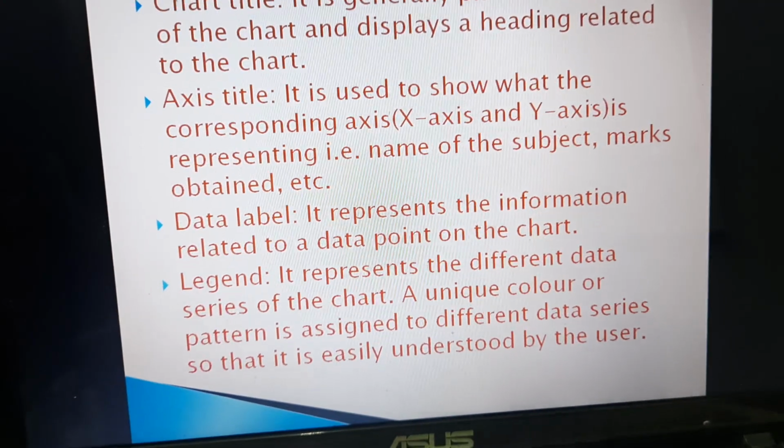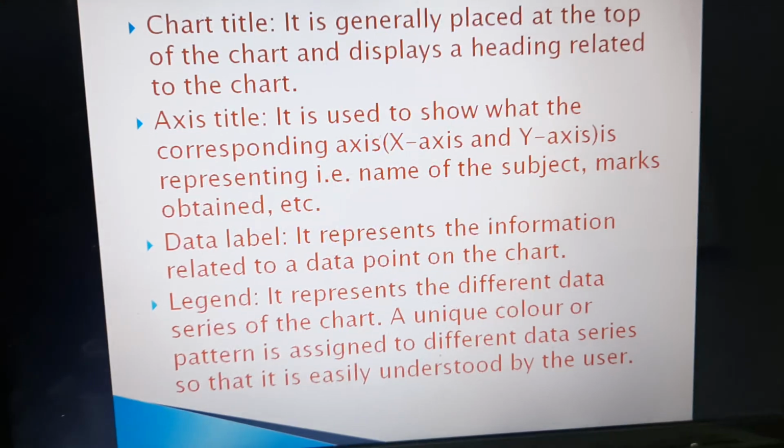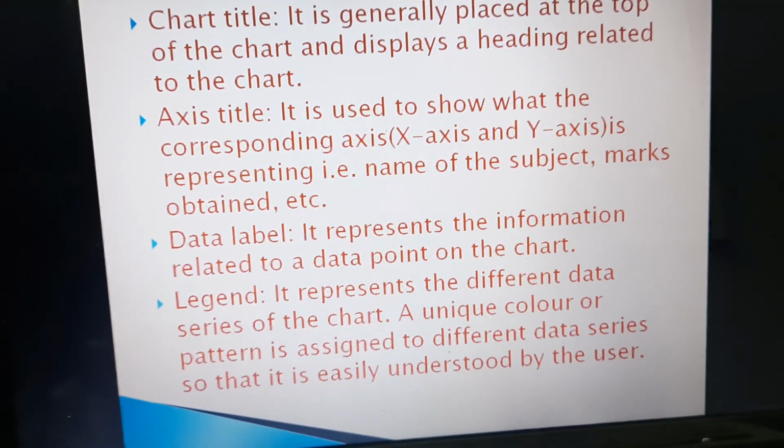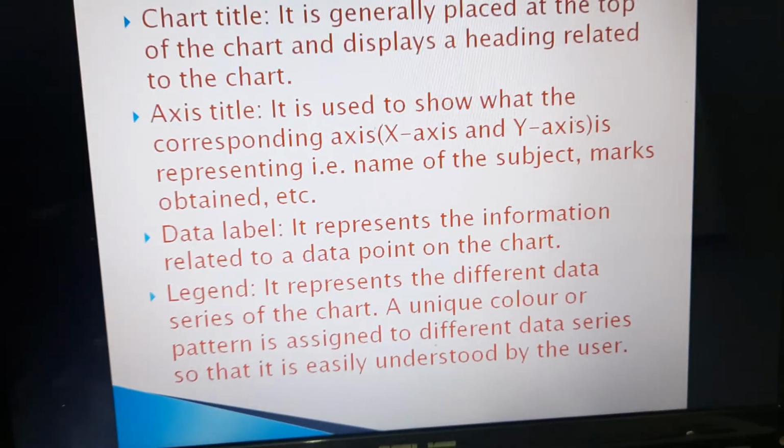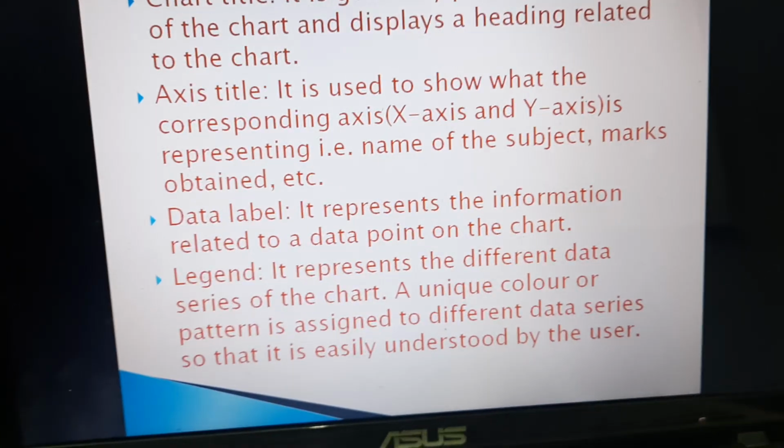Okay. Next is data level. It represents the information related to the data point of the chart. The bars and the lines which we show are called the data level. And legend represents the different types of series of data.